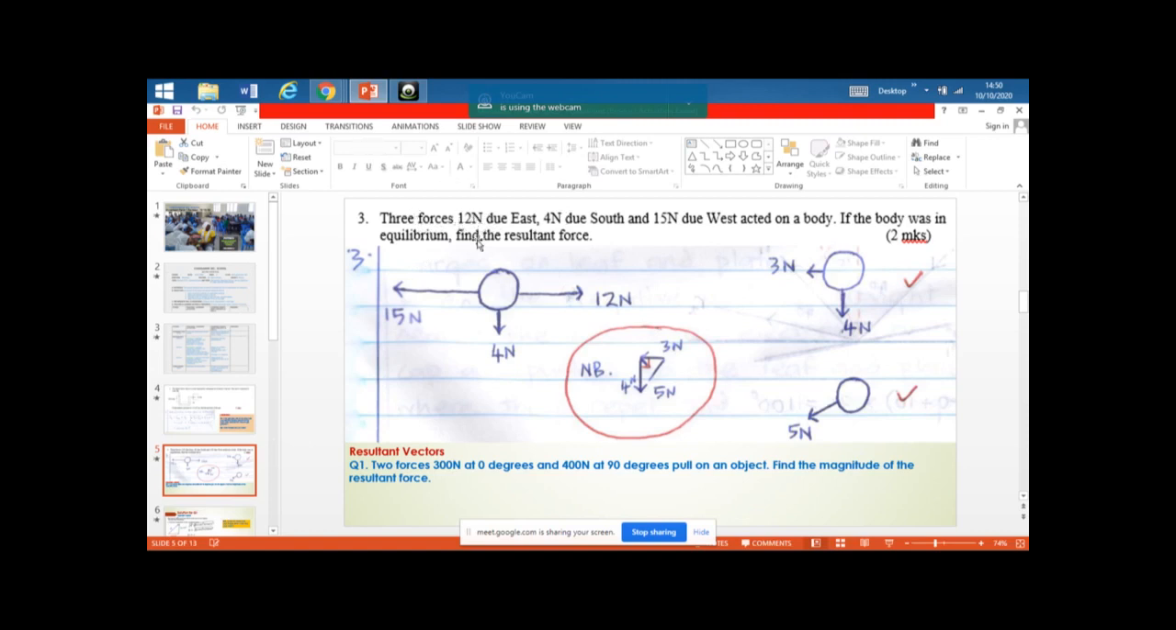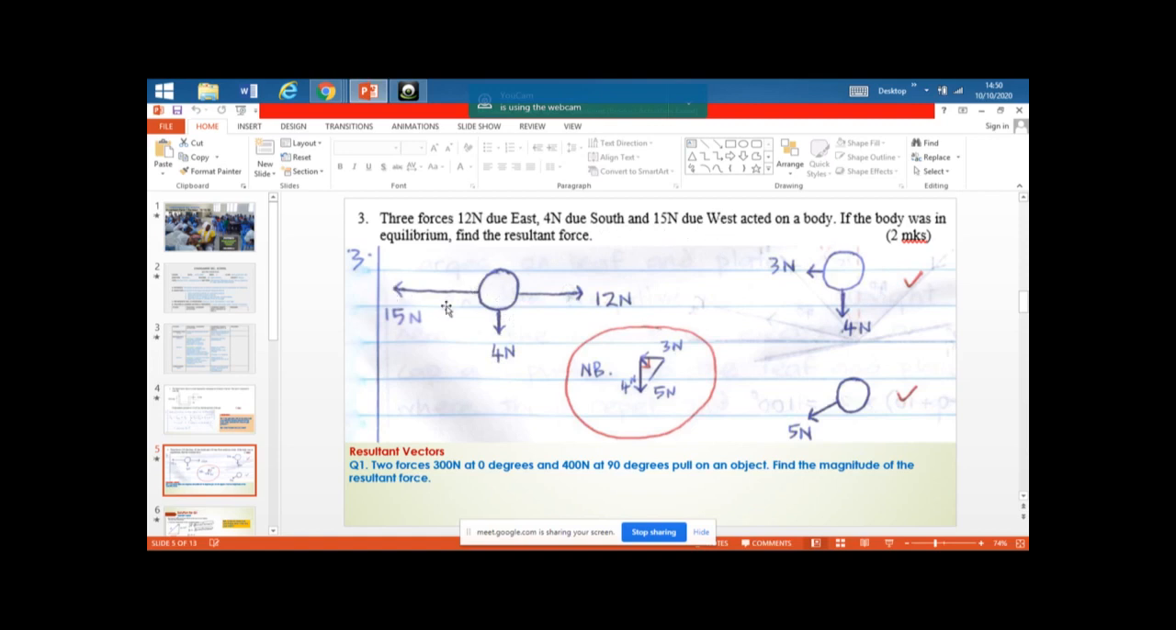We're told that we have three forces. One is 12 newtons due east, which means towards east. And if you don't know your compass directions, it's going to change your answer. We have three forces. One is 12 newtons due east. So that is east, where my finger is pointing. Then we have 4 newtons due south. South is downwards. And then we have 15 newtons due west.